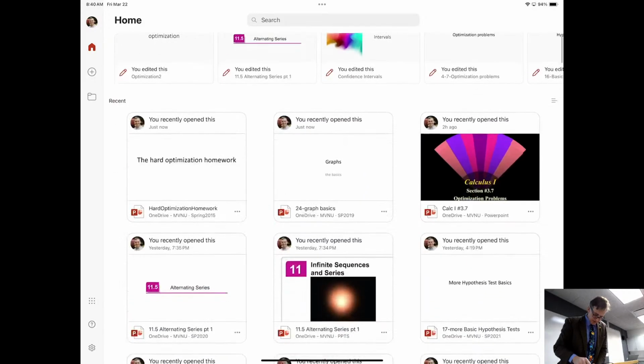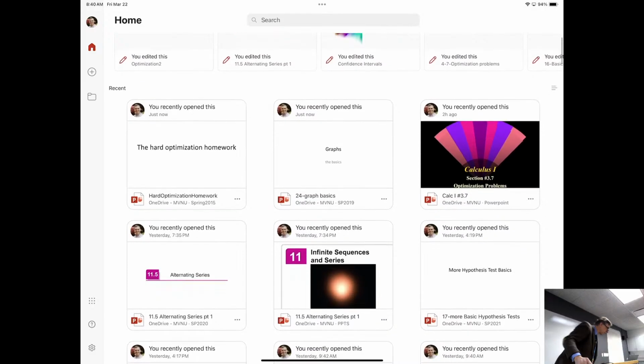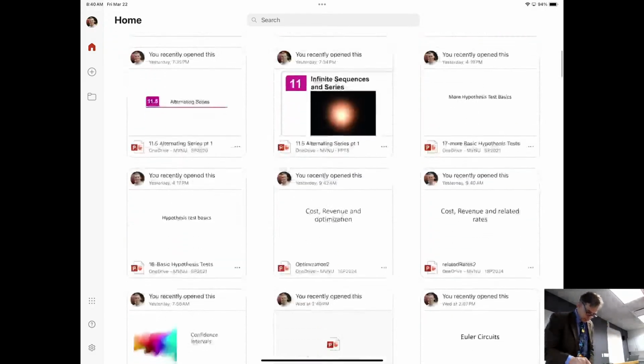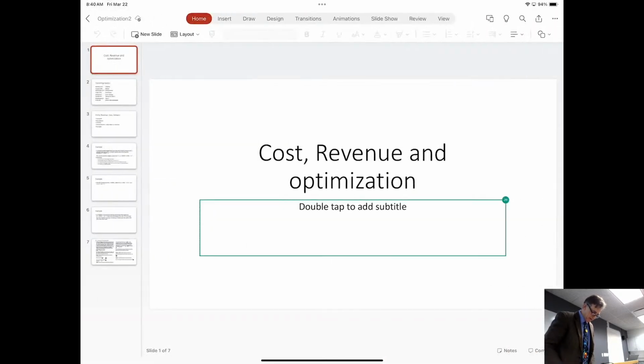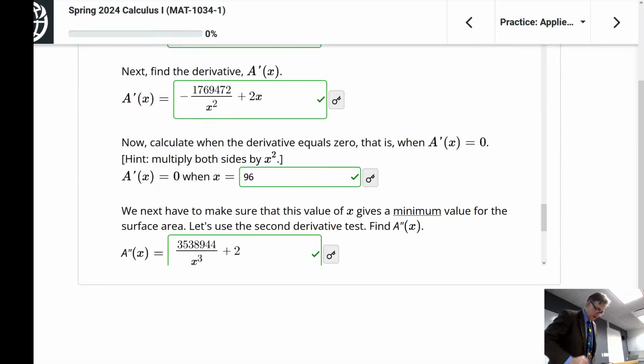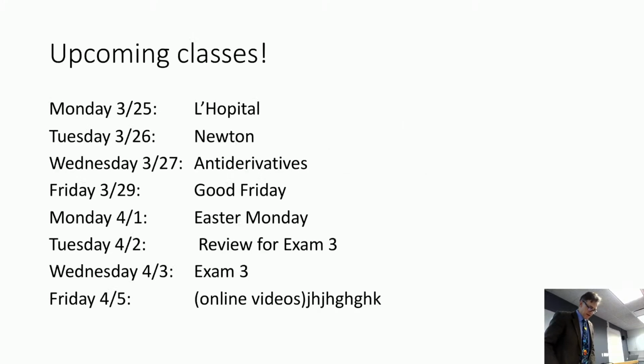Why is it not updating? Okay, this is optimization 2. This one. This is the one. Yeah, this one's important because I have here the upcoming classes. Ignore that last thing there. That was me typing, when I was trying to figure out why it was not updating earlier. There, I'll get rid of it.